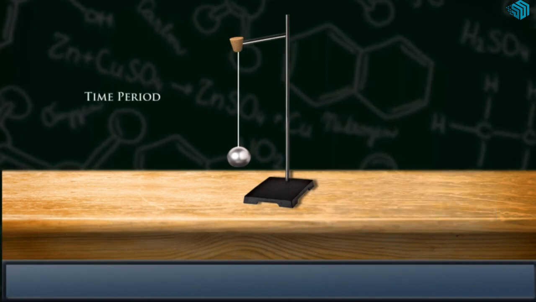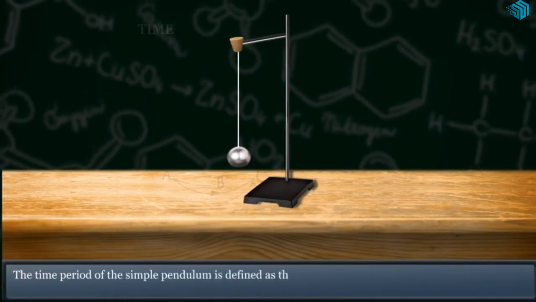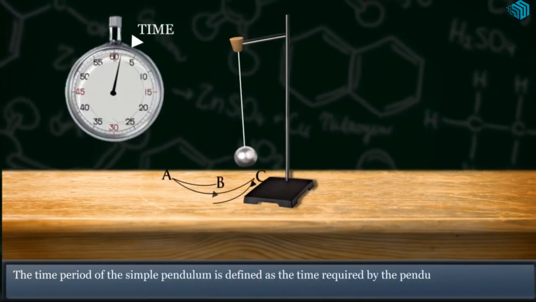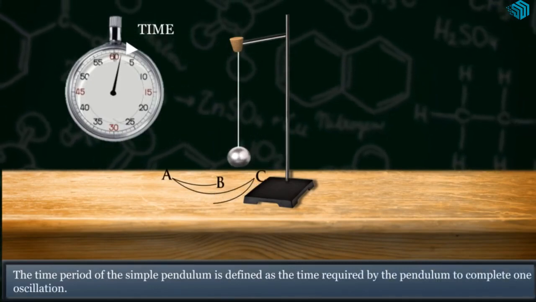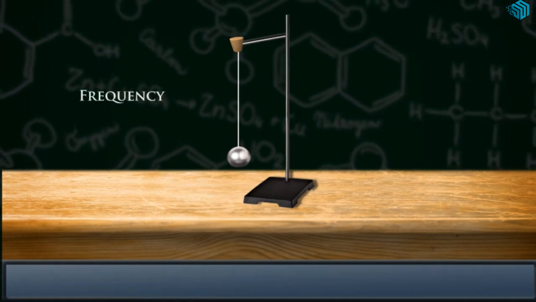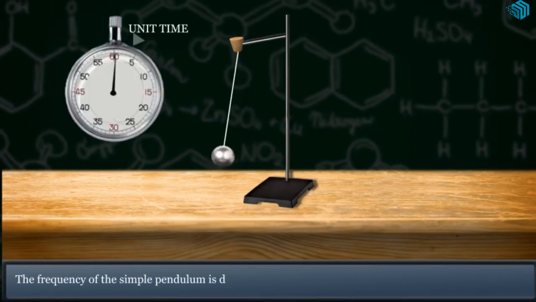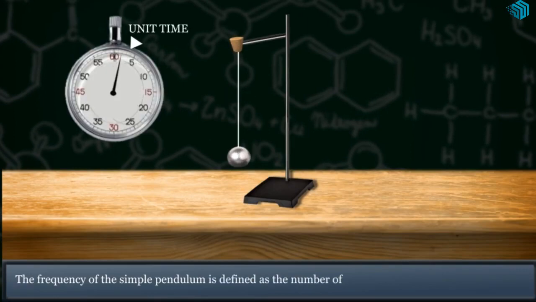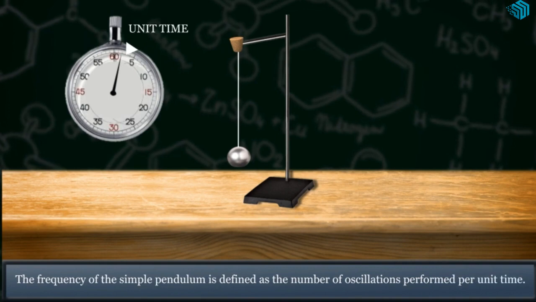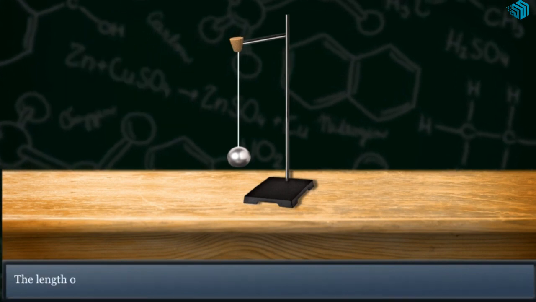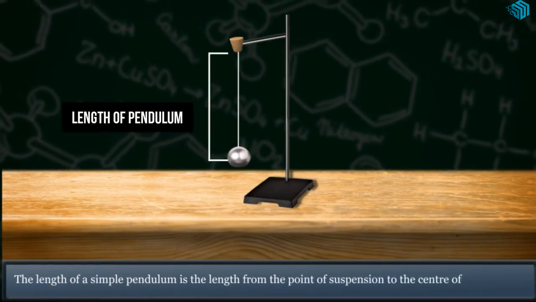Time period. The time period of a simple pendulum is defined as the time required by the pendulum to complete one oscillation. Frequency. The frequency of the simple pendulum is defined as the number of oscillations performed per unit time. The length of a simple pendulum is the length from the point of suspension to the center of the ball.